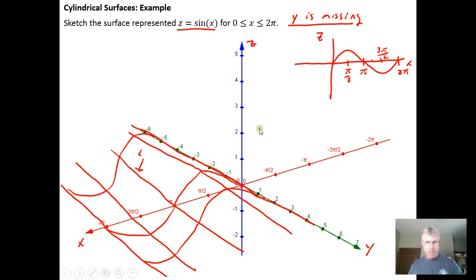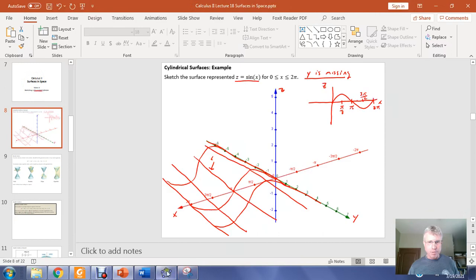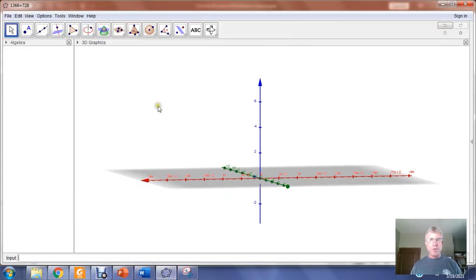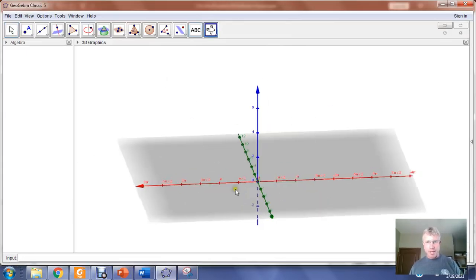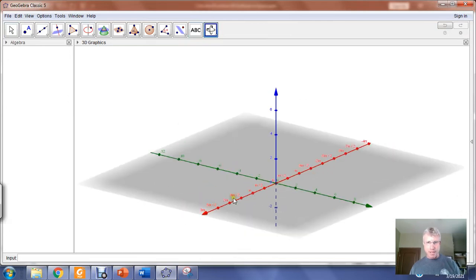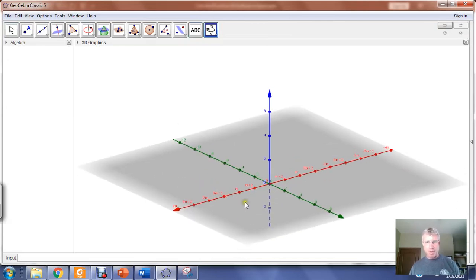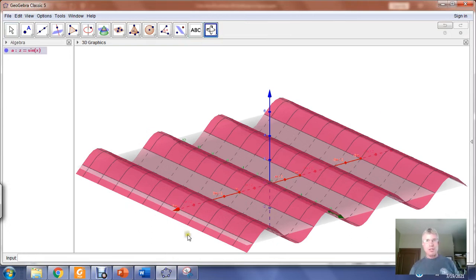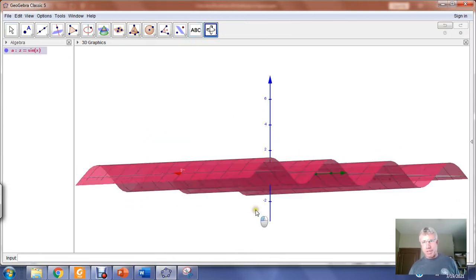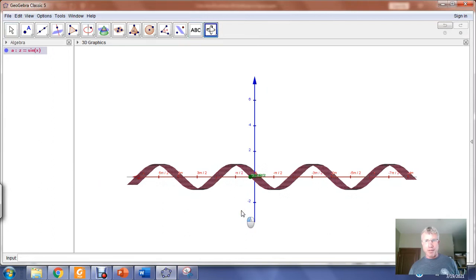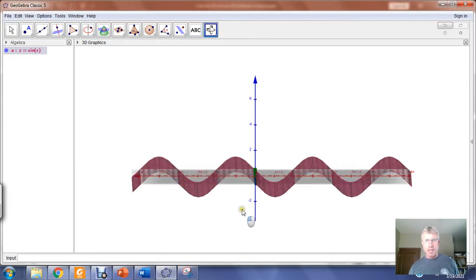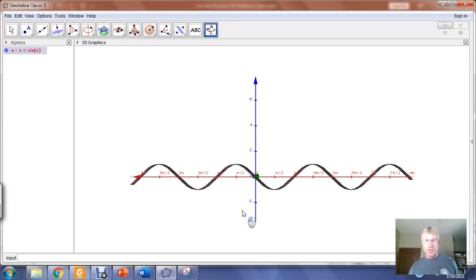In GeoGebra it's much simpler because we simply go into the 3D view mode. I've set my x-axis so that it has pi over 2 based tick marks, and then if I type the function z equals the sine of x, which has the y variable missing, you'll see that GeoGebra is going to generate the sinusoidal cylinder for me. When I look at it face on in the xz plane, what I see is just the sine function. And of course GeoGebra is drawing it from -infinity to infinity.